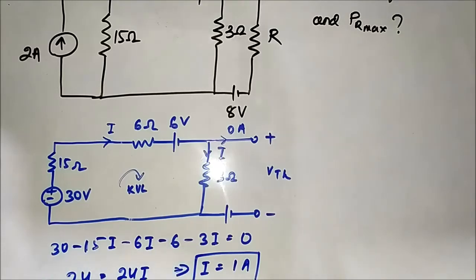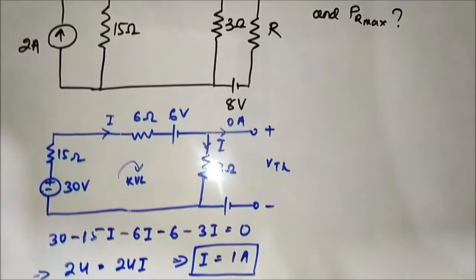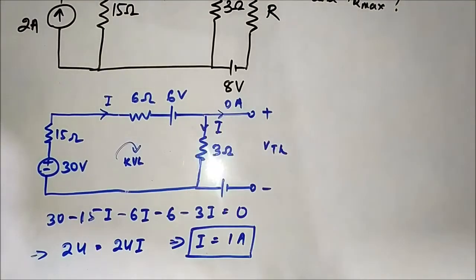30 minus 6 is 24, minus 15I minus 6I minus 3I is equal to 24, so 24I is equal to 24. So we have got I is equal to 1 ampere.